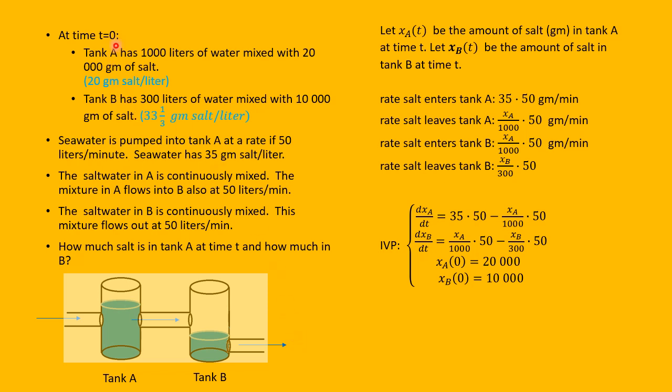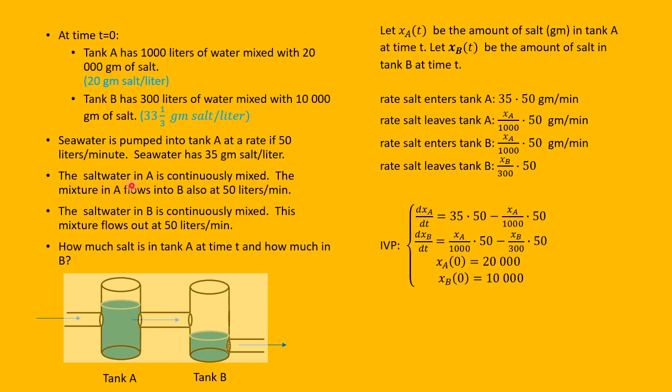At time t equals 0, tank A has 1,000 liters of water mixed with 20,000 grams of salt. In other words, we have 20 grams of salt per liter. Tank B has 300 liters of water mixed with 10,000 grams of salt, so it has 33 1/3 grams of salt per liter. Salt water is pumped into tank A at the rate of 50 liters per minute. Seawater has 35 grams of salt per liter. The seawater is coming into tank A.